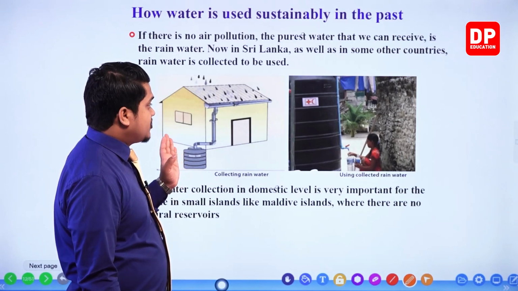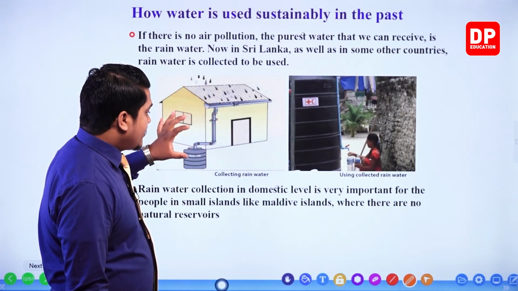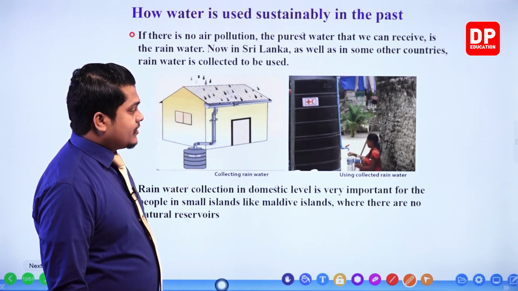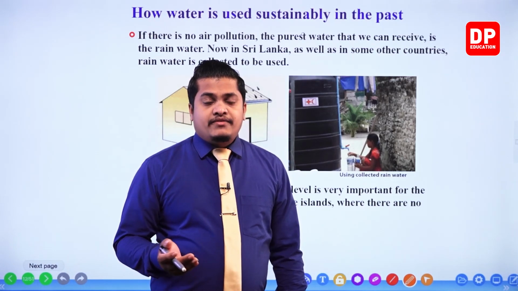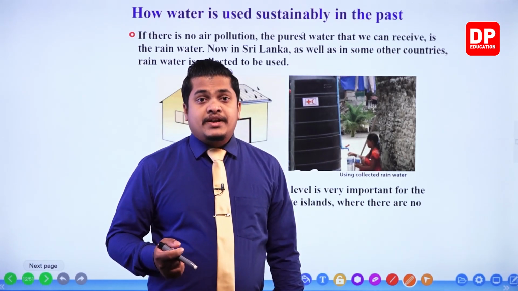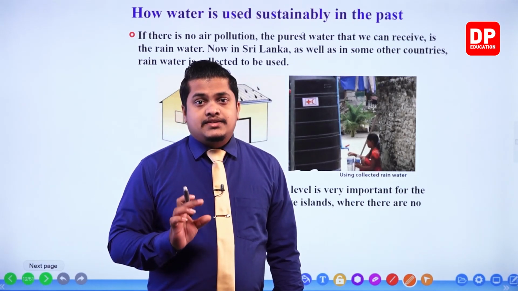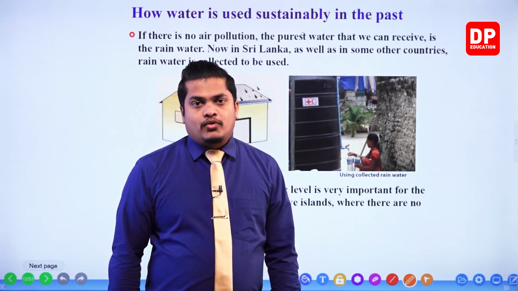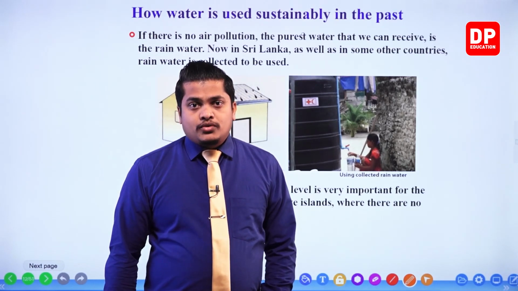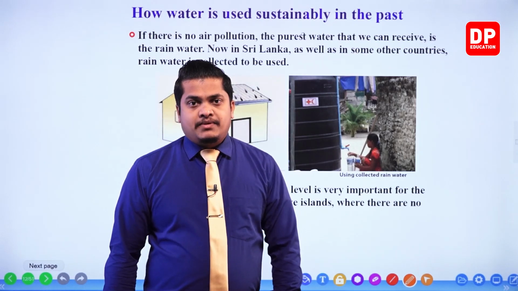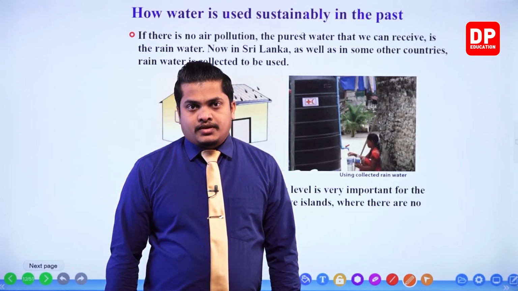If you go to the dry zone, my dear children, definitely you can observe these kinds of structures created all around the house, which can be used to collect rainwater. Then we can purify this rainwater and utilize it even for drinking. Sometimes people in the dry zone utilize collected rainwater. So collection of rainwater is a brilliant sustainable use of water.